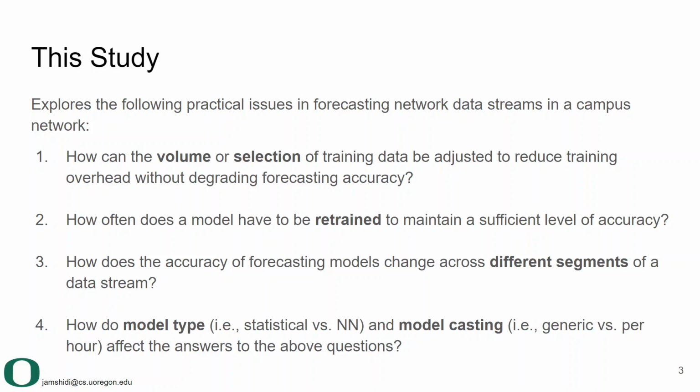First, we want to see how the volume or selection of training data can be adjusted to reduce the training overhead without degrading the forecasting accuracy. Then, we want to see how often a model needs to be retrained in order to maintain a sufficient level of accuracy, especially when there is data drift in place. Third, we want to see how the accuracy of forecasting models changes across different segments of the data stream. And finally, we want to see whether the model type, whether it's statistical or neural network, and the model casting, whether it's generic or per hour, affect the answers to the above questions.